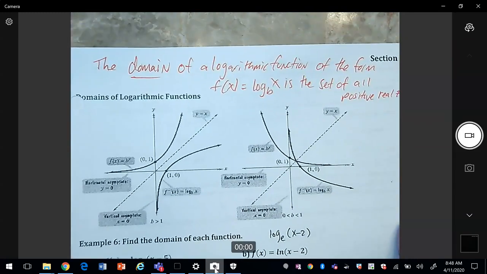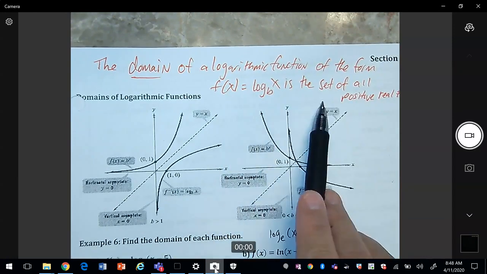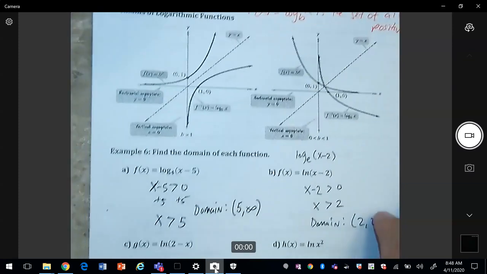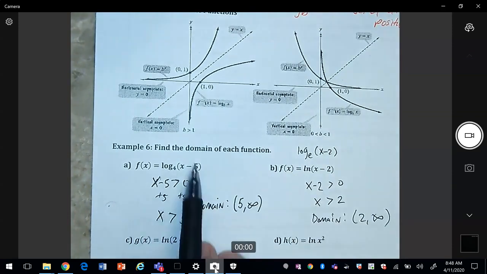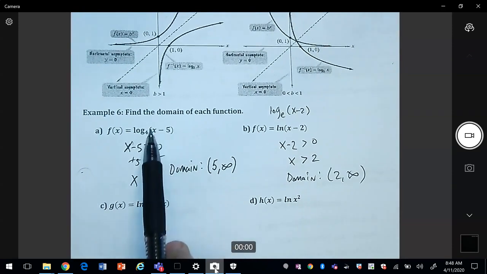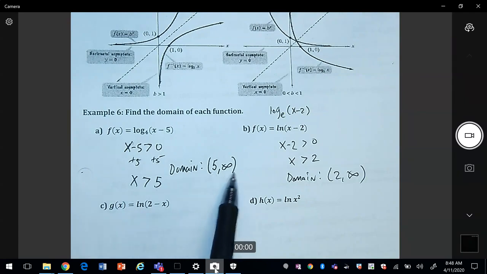So the domain of a logarithmic function of the form f of x equals log base b of x is the set of all positive real numbers. And these are just some examples of logarithmic functions. If we want to find the domain, we set the parentheses greater than 0. If I add 5, then we get x is greater than 5. So your domain will be from 5 to infinity.